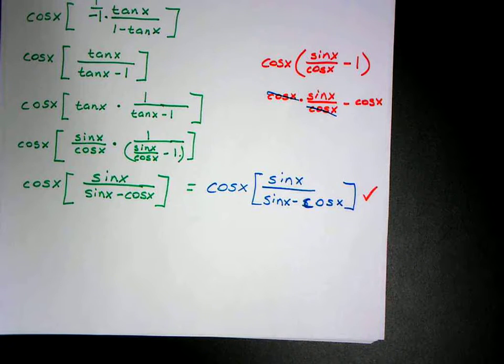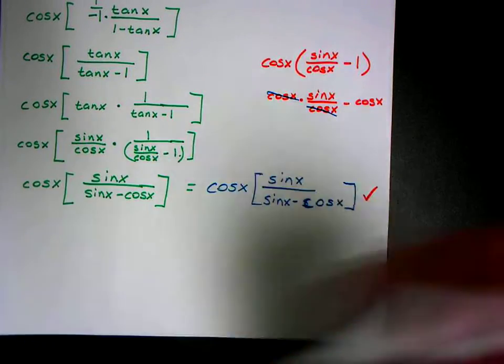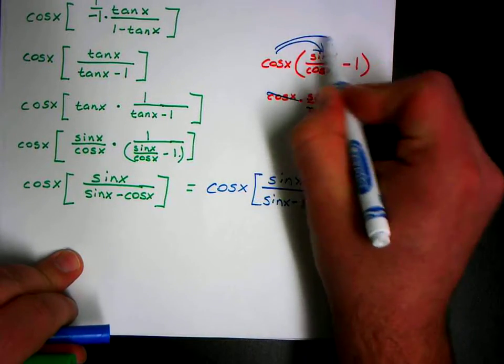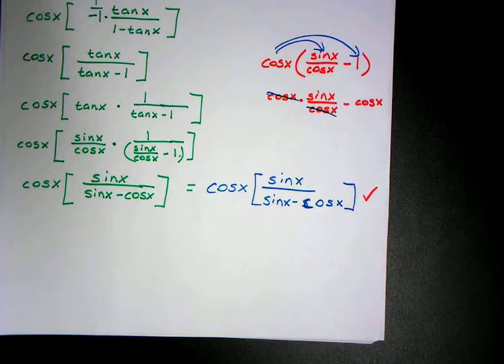Now, is that the only way to do it? Nope. Is there easier ways? Probably. Why did one transform into cosine of x? Because you have to distribute. I have to take this and distribute it. Right, so I can't just take it times the first one and make it disappear.